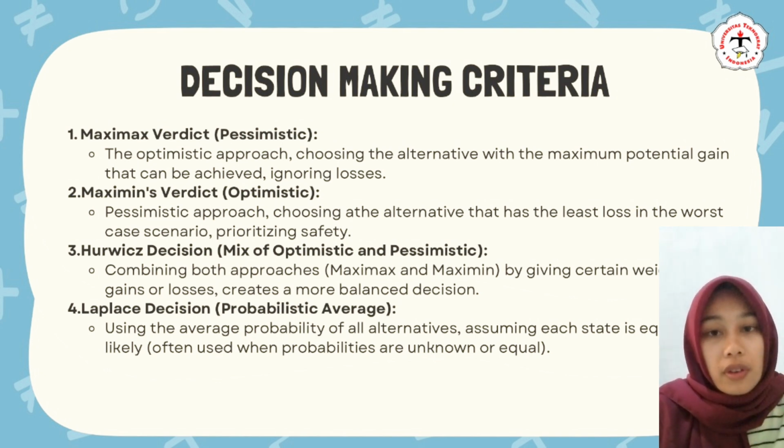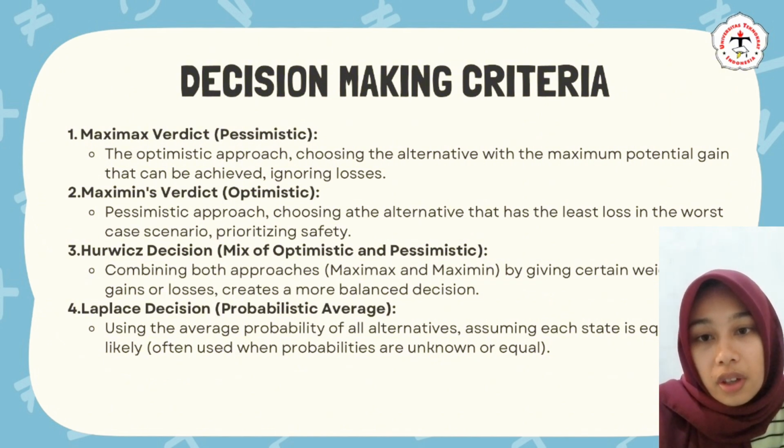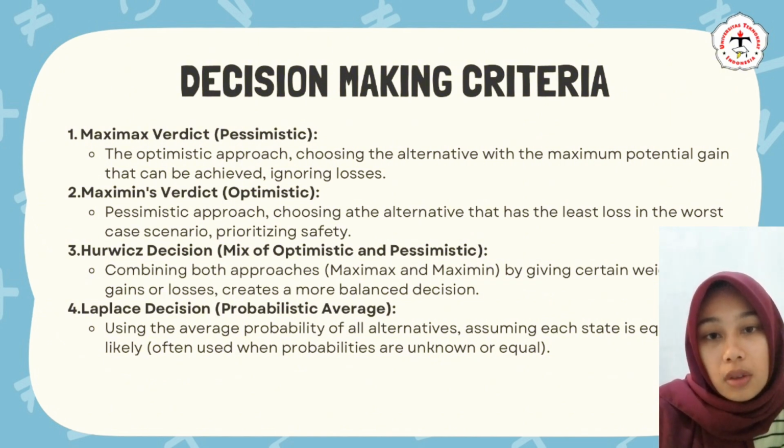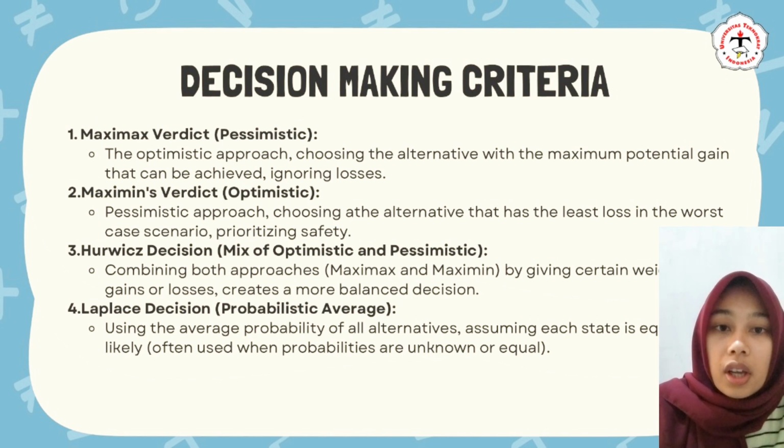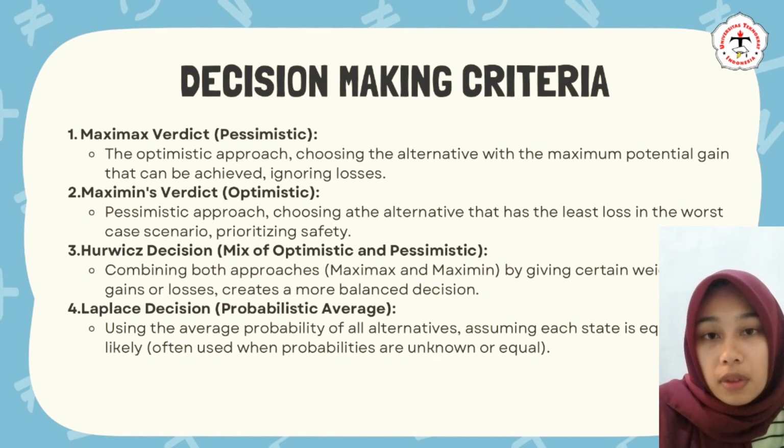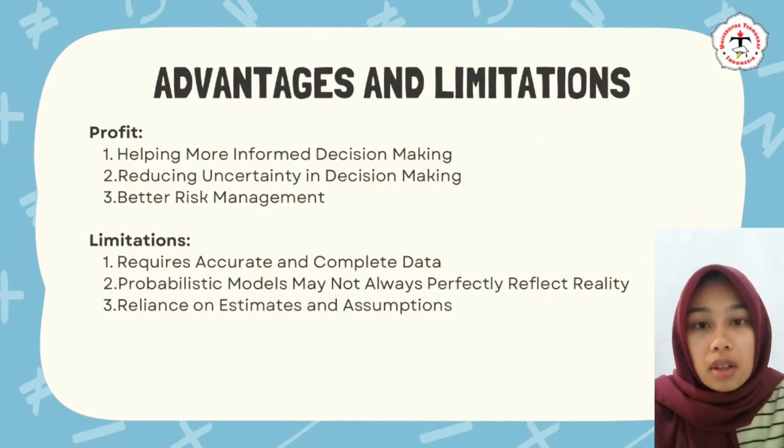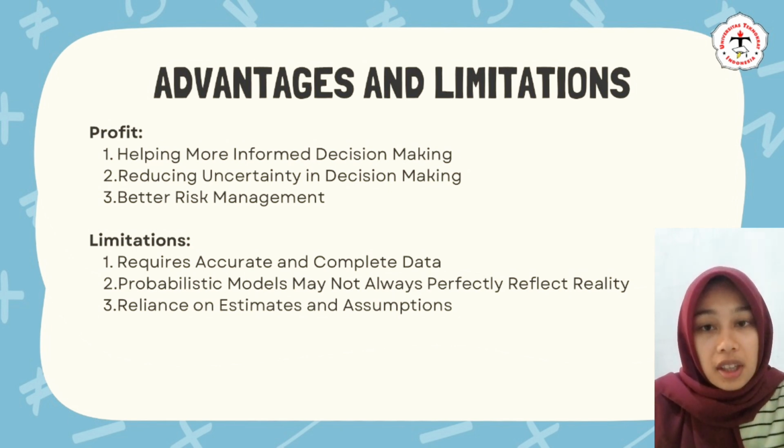Laplace decision, probability average: use the average probability of each alternative, assuming all are equally likely, often used when probabilities are unknown or equal. Here are the advantages: more informed decision making, reduced uncertainty in decision making, better risk management. Limitations: requires accurate and complete data, probability models might not always replicate reality perfectly, reliance on estimates and assumptions.